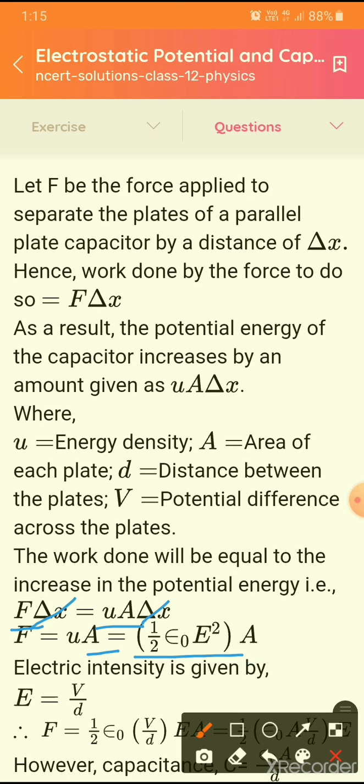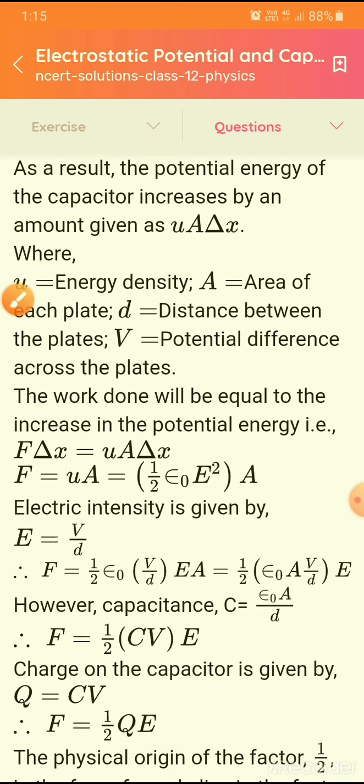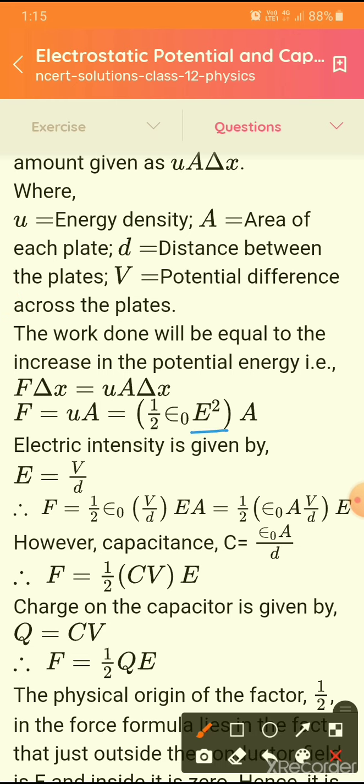Electric intensity is given by E is equal to V by D. Already we know this value. So instead of this E, we are going to substitute V by D, so that F is equal to epsilon naught into V by D into E into A. Simplifying, you will get it as half into epsilon naught A into V by D into E.